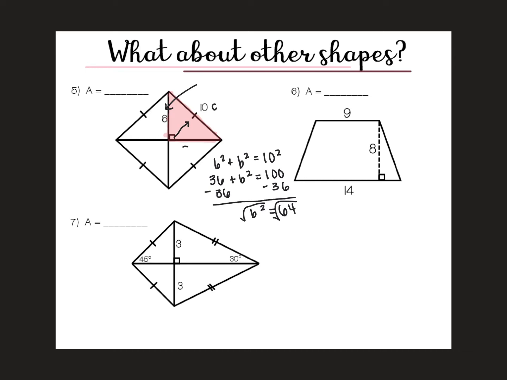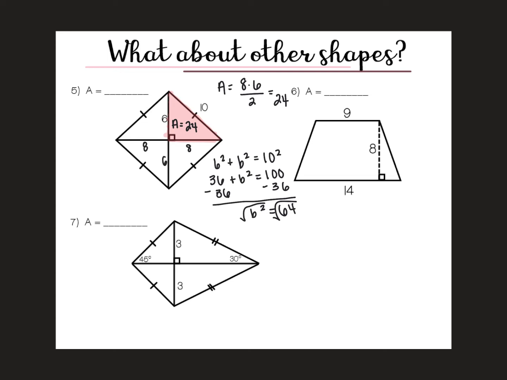So our base is 8. We can use that to find the area of the triangle that I've highlighted in red. So to find that area, I'm going to do the base, which is 8, times the height, which is 6, and divide by 2. So 48 divided by 2, that's 24. So the area of just this triangle is 24. It wasn't labeled, but it should have been.